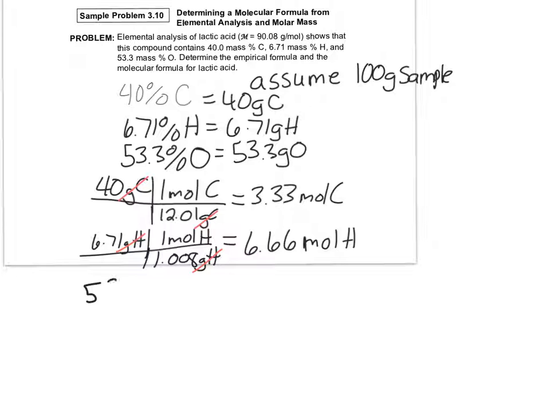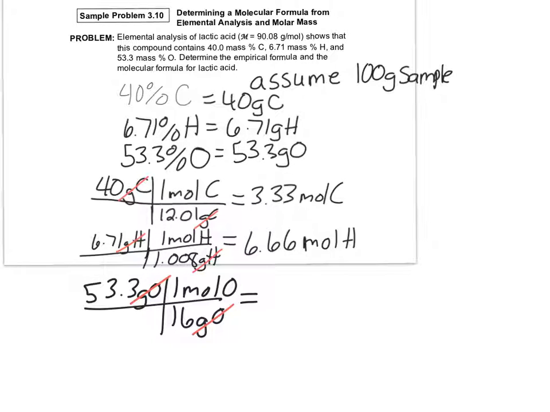And then we do the same thing for our oxygen. If I've got 53.3 grams of oxygen, the molar mass of oxygen is 16 grams in 1 mole, directly from the periodic table, remember. Grams divided by grams cancels, and I'm going to be left in moles. So I've got 53.3 divided by 16, and I got 3.33 moles of oxygen.